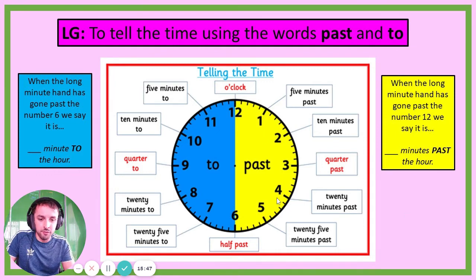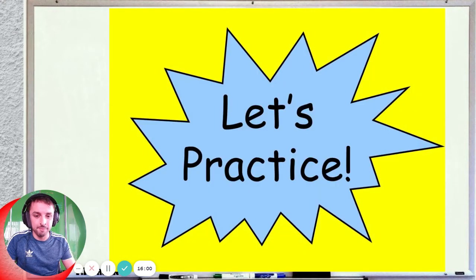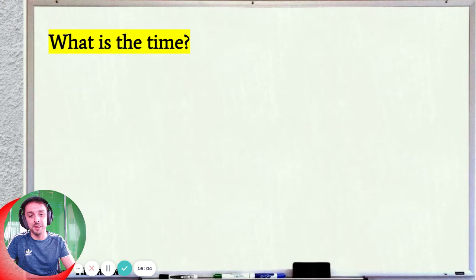Okay, so remember this, the first half is all past. And then the second half, after 6, it's all to. And it's to the next hour. Okay, let's practice. I know this is hard, but we'll practice. I think this will be okay.